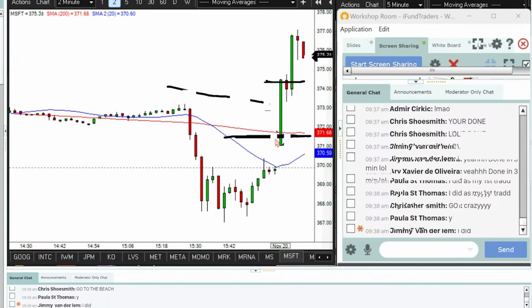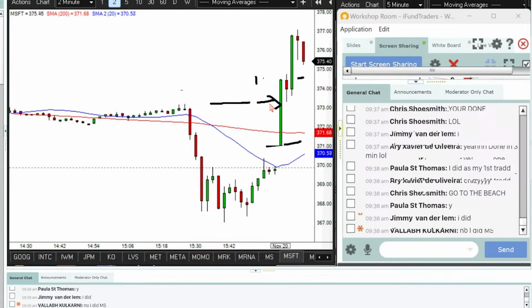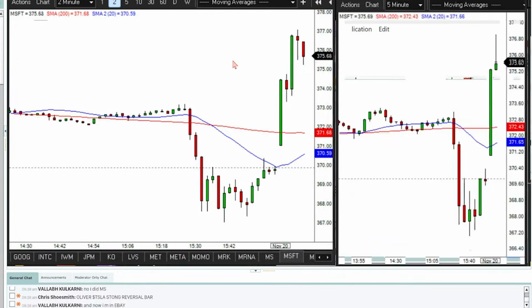Here's that flat 200 I told you about. Here's that beautiful move off the 200. First color change. Guys, I was teaching traders this weekend about jumping in to your bar, protecting yourself, and adding on the first color change. These are normal things that you do. Jimmy did the Microsoft. Paula did the Microsoft. Nice.